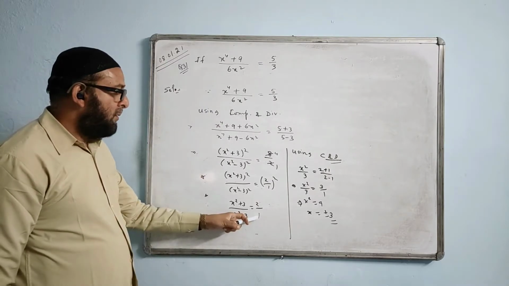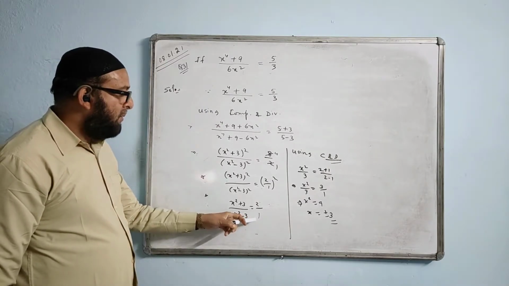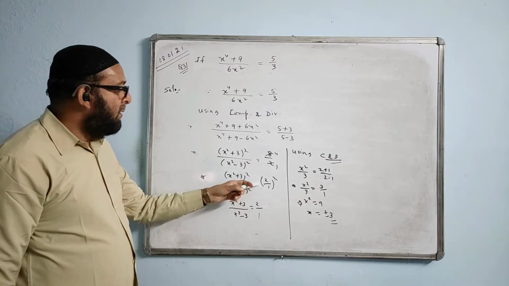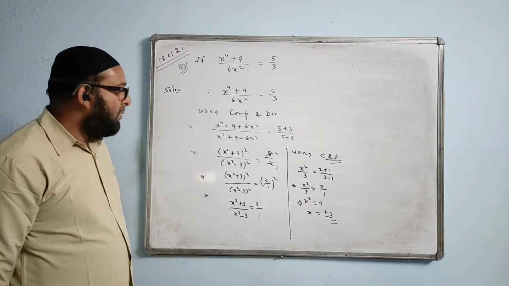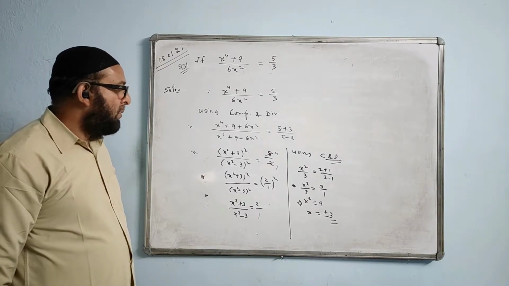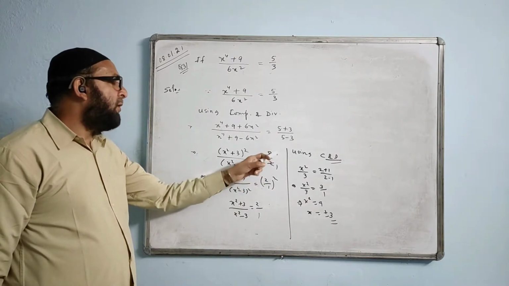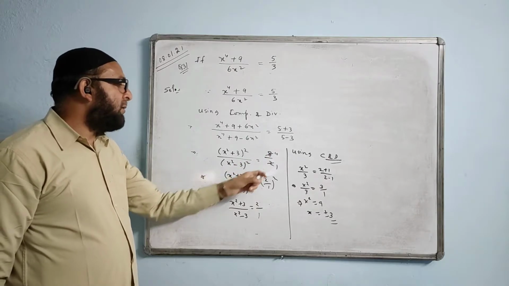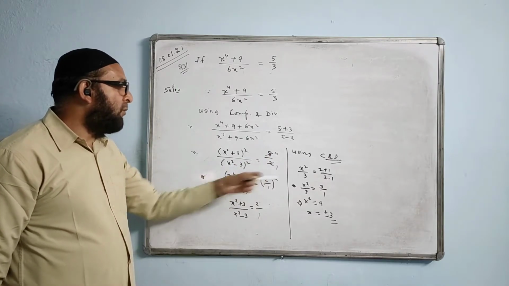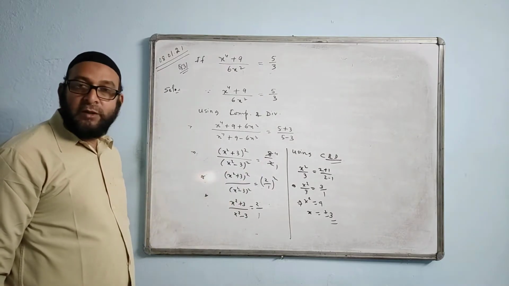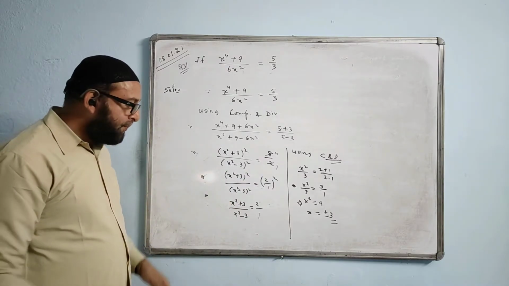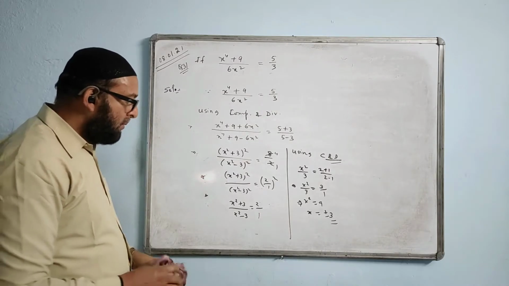What here? This one. 4 upon 1, 4. This is 4 by 1, no? 4 by 1 means we can add 2 by 1 whole square. Something whole square, because we want to cancel the square on both the sides. Okay.